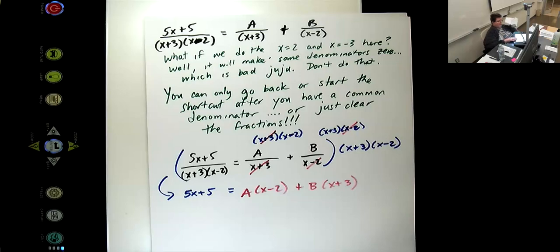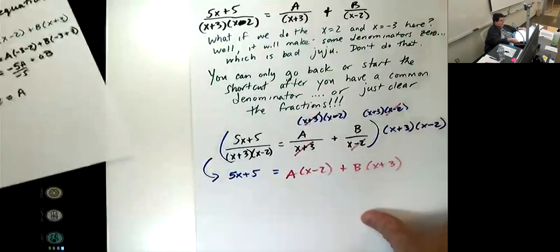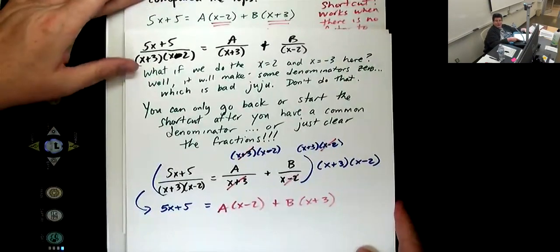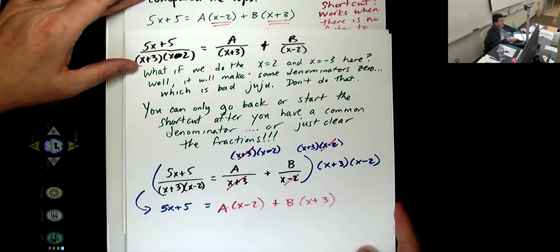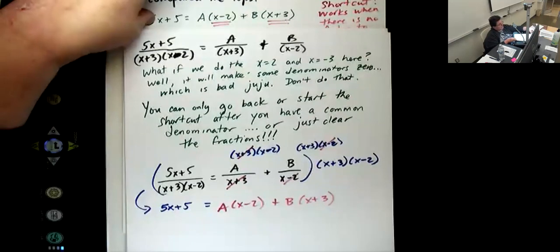When we got a common denominator and compared the tops, we had that. And we still have that. So multiplying through might make it a little bit easier for you.